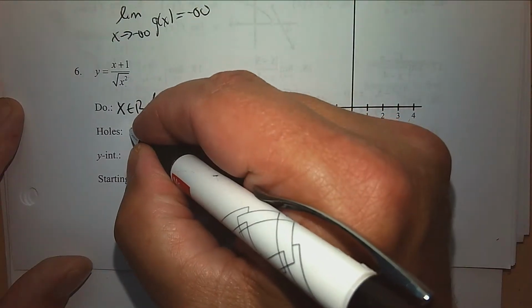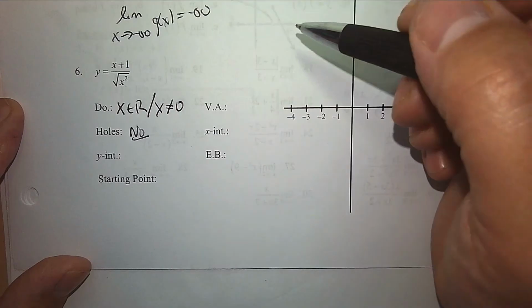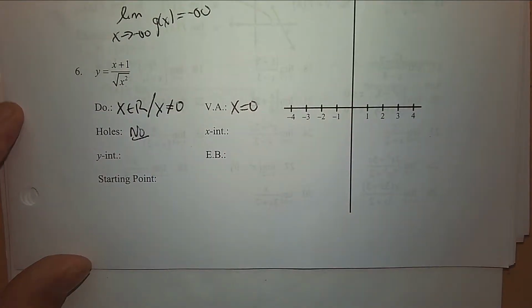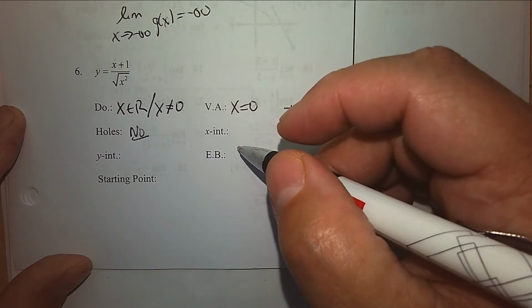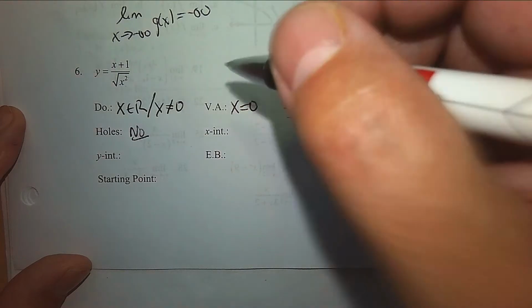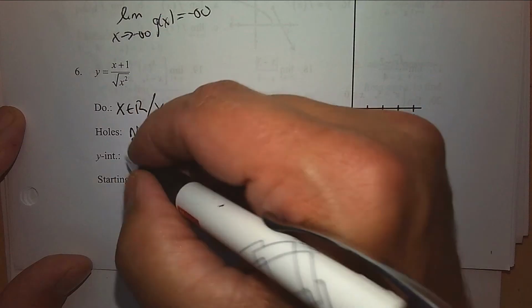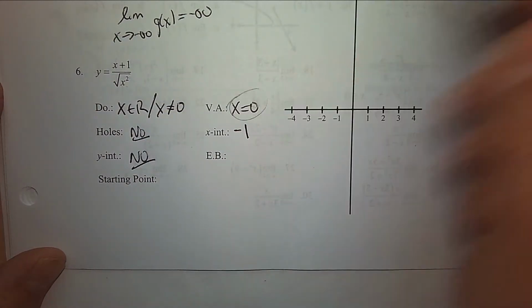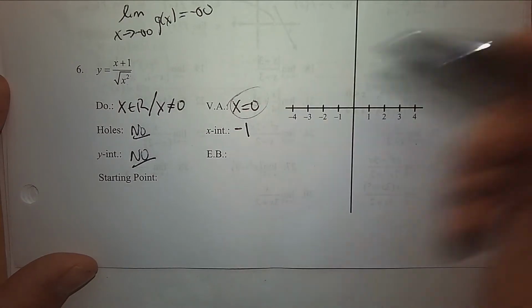Are there any holes here? No. There's nothing that's removable, right? Is there a vertical asymptote at x equals 0? Is there an x-intercept? If you make it equal to 0 and solve it, negative 1 is an x-intercept. Is there a y-intercept? Why? Because there's a vertical asymptote over the y-axis. And end behavior.